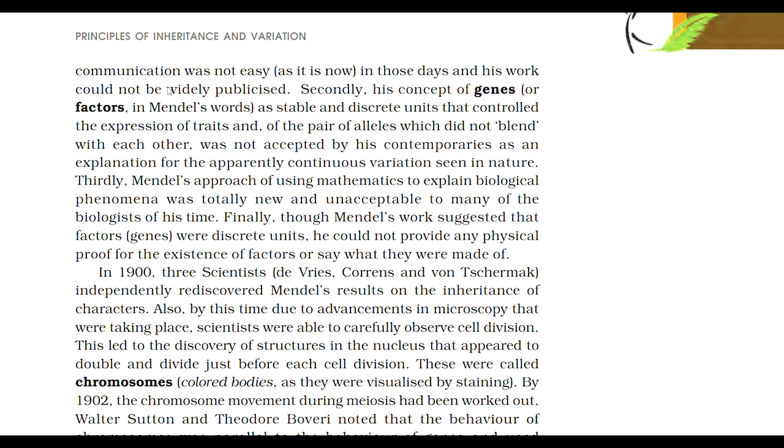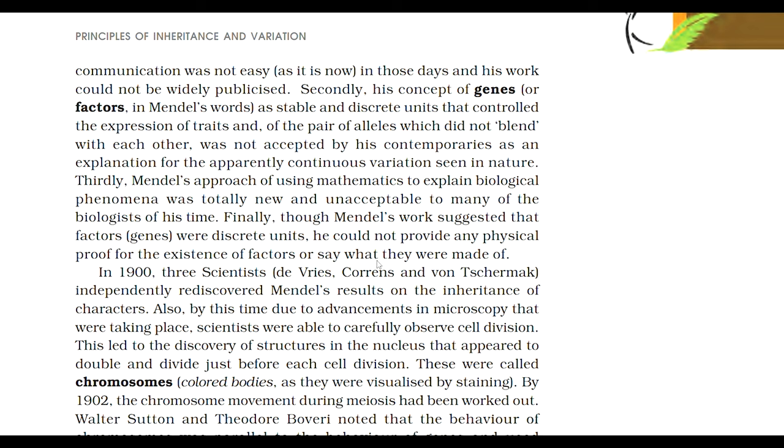Secondly, his concept of genes, or of factors in Mendel's words, as stable and discrete units that control the expression of traits, and of the pair of alleles which did not blend with each other, was not accepted by his contemporaries as an explanation for the apparently continuous variation seen in nature. Thirdly, Mendel's approach of using mathematics to explain biological phenomena was totally new and unacceptable to many of the biologists of his time. Finally, though Mendel's work suggested that factors, which is genes, were discrete units, he could not provide any physical proof for the existence of factors or say what they were made of.